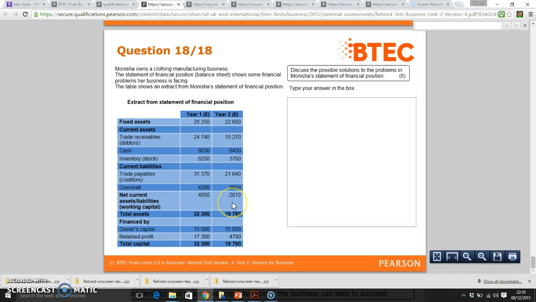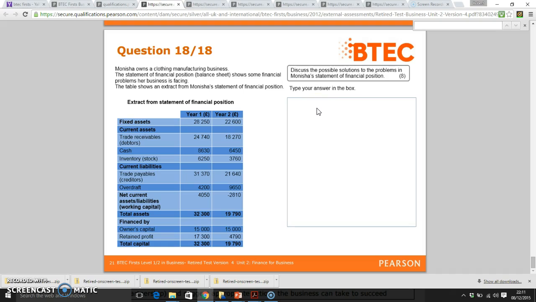So to work out our net current assets, or our working capital, we do our current assets minus our current liabilities. You need to know that equation. So we've done current assets minus current liabilities, and that gives us our working capital of 4,050, and our current assets minus our current liabilities in this year is giving us minus 2,810.